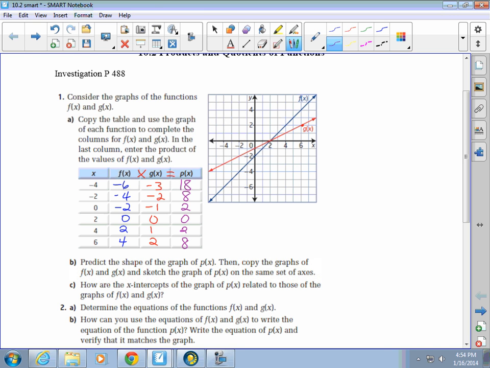So if we look here, we're going 18, 8, 2, 0, 2, 8. So we have a repeat in values happening there. Now our y values can repeat, but if our x values repeat, we don't have a function.